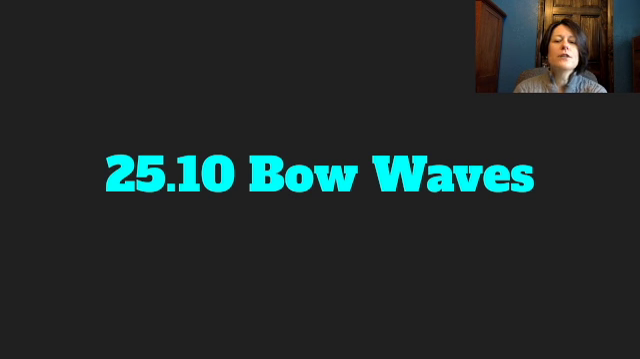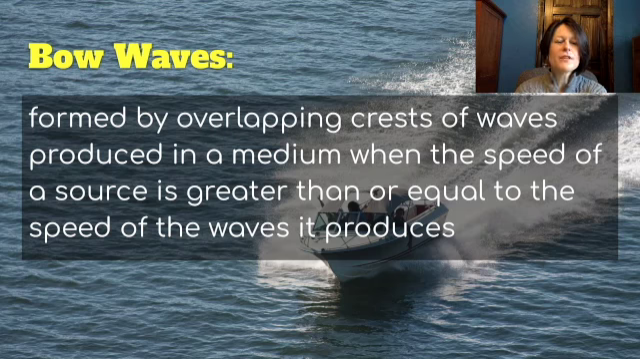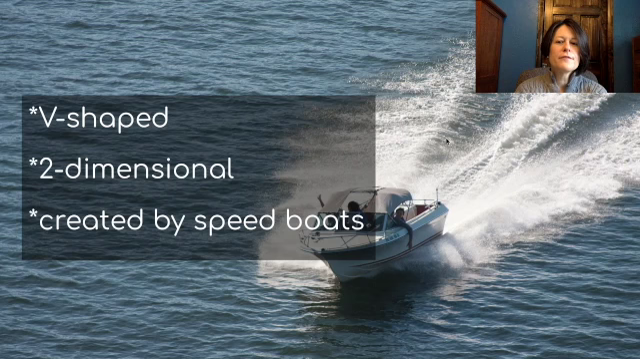Now let's take a look at bow waves. Bow waves are formed by overlapping crests of waves produced in a medium when the speed of a source is greater than or equal to the speed of waves it produces. And we see that with a speedboat back here. These are bow waves coming off the back of the boat. They are V-shaped, as we can see. They are two-dimensional, and they are created by speedboats.